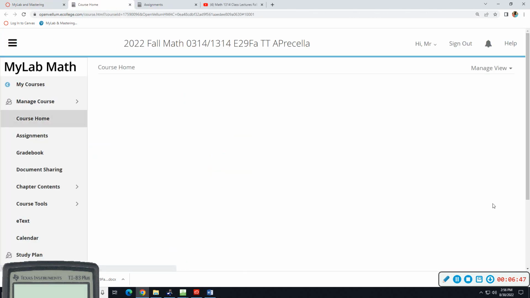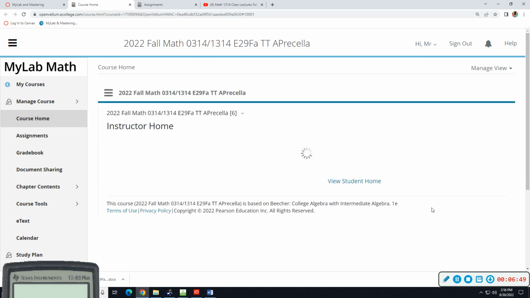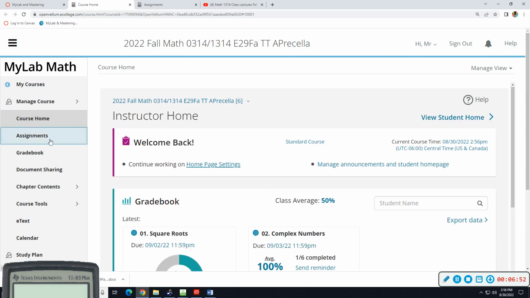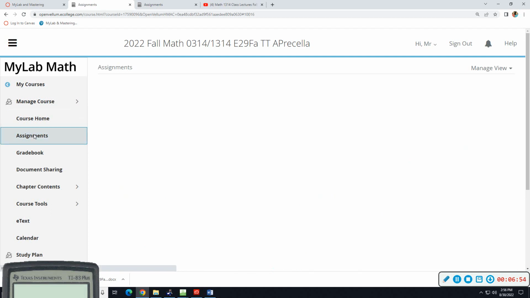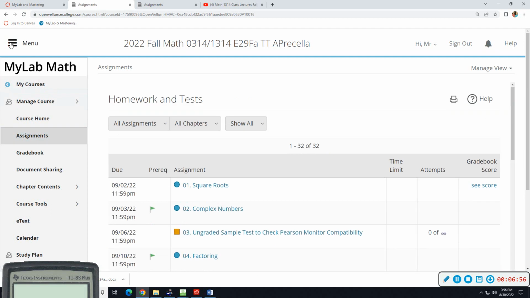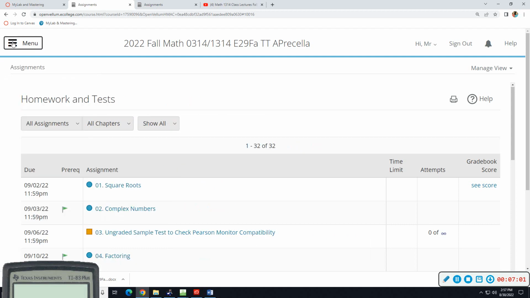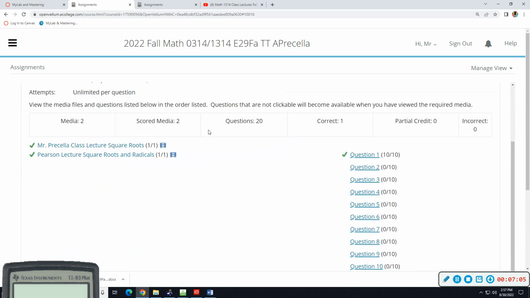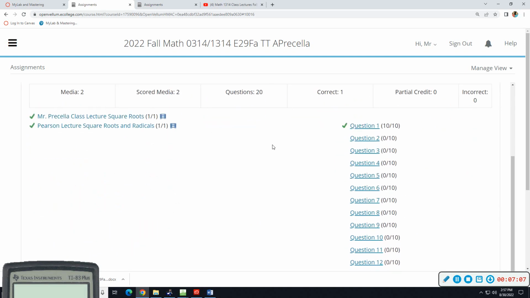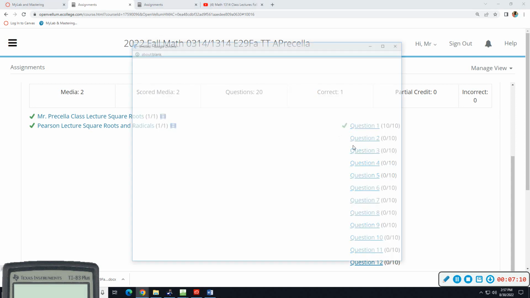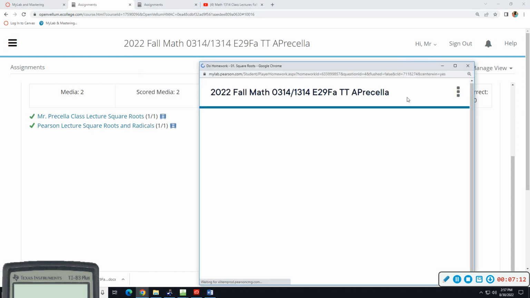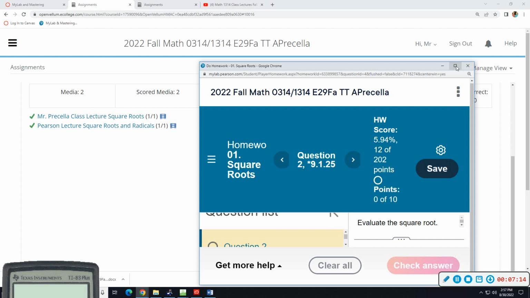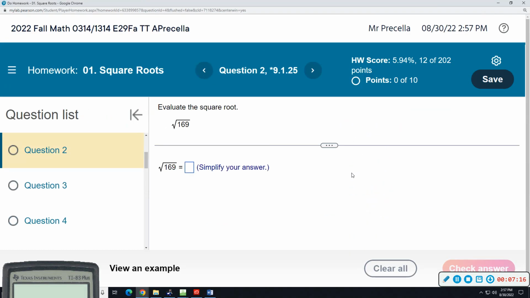So there's 2 ways to access your homework: through the little sidebar on the Canvas screen, but I prefer going into My Lab and Mastering, clicking Assignments, and then I get rid of this little sidebar on the left side, and we're doing homework number 1. And now I'm going to click number 2. Okay, there it is.